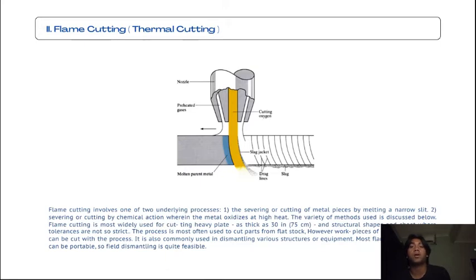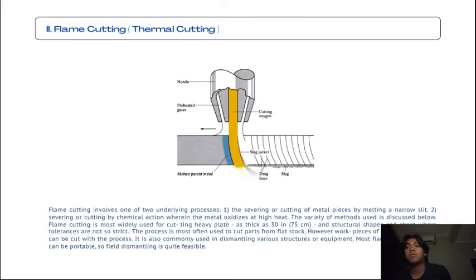Flame cutting is most widely used for cutting heavy plate as thick as 75 centimeters, and structural shapes and sheet where tolerances are not so strict. So the cutting torch is often manually guided, especially in field work or when tolerance can be liberal. However, a flame cutting machine guides the torch more accurately along straight lines or curved paths. Template tracing, optical tracing, part drawings, numerical or computer numerical control are methods used to guide the torch tip along whatever path is required to cut the desired workpiece from the stock.